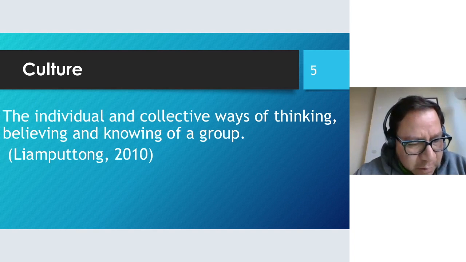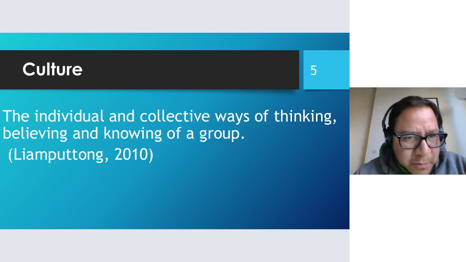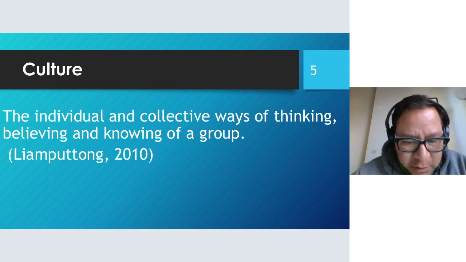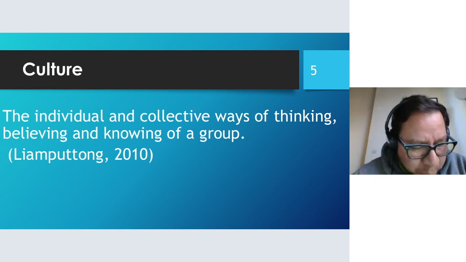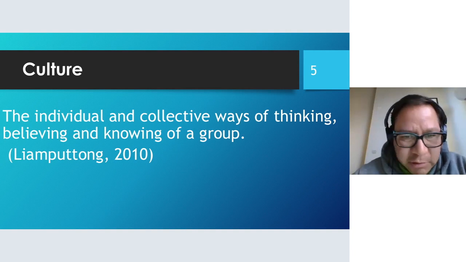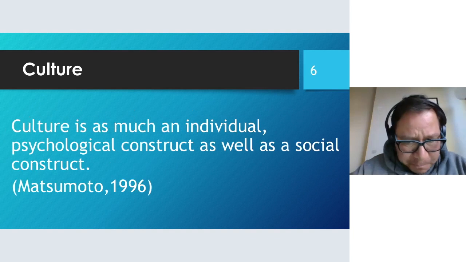But for the purposes of this presentation, I'm presenting some variations of this one. For example, the individual and collective ways of thinking, believing, and knowing of a group, right? I love this specific definition because it's about groups. I would say a country is a cultural group. An ethnic group is a cultural group. An urban group is a cultural group. A group of teenagers is a cultural group. A group of teachers from Tesla, Ontario. All of these are different types of cultural groups, right? A group of hip hoppers or LGBTQ people are a cultural group, as are senior refugees, immigrants, and so on.